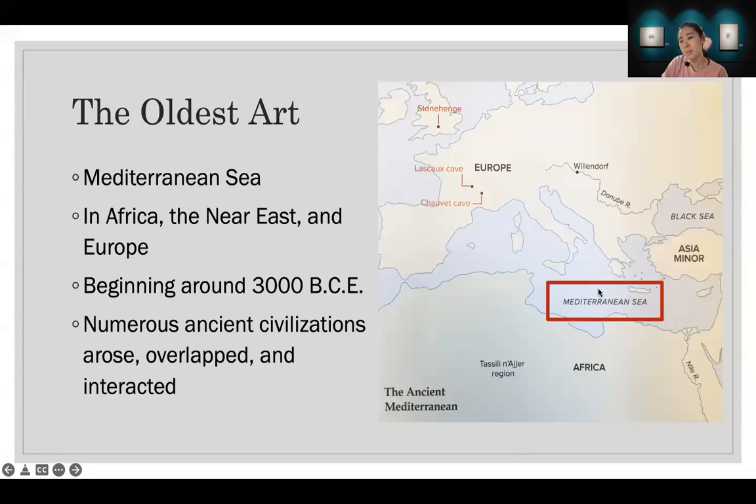So this here, as you can see in the box, you will see the Mediterranean Sea, where the story of Western art begins. It is surrounding Africa, Near East, and Europe. Beginning around 3000 BCE, numerous ancient civilizations arose, overlapped, and interacted. They learned from one another and conquered each other, and they transformed the world.